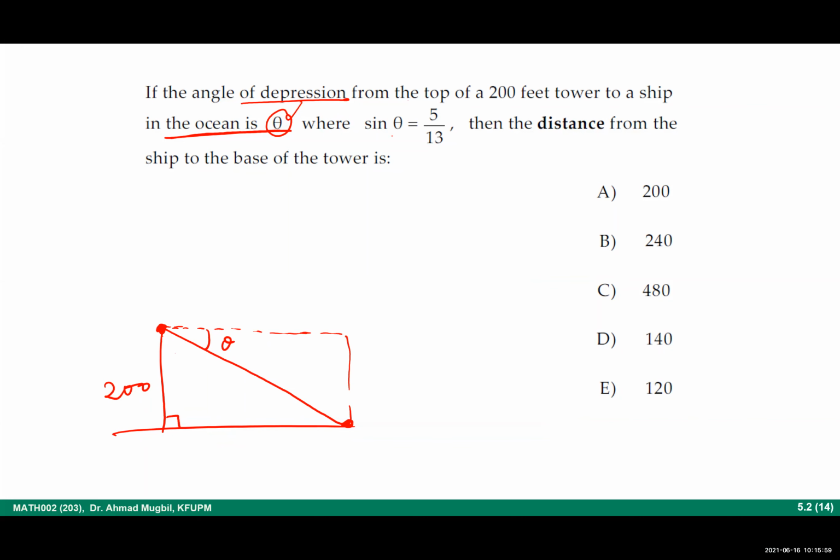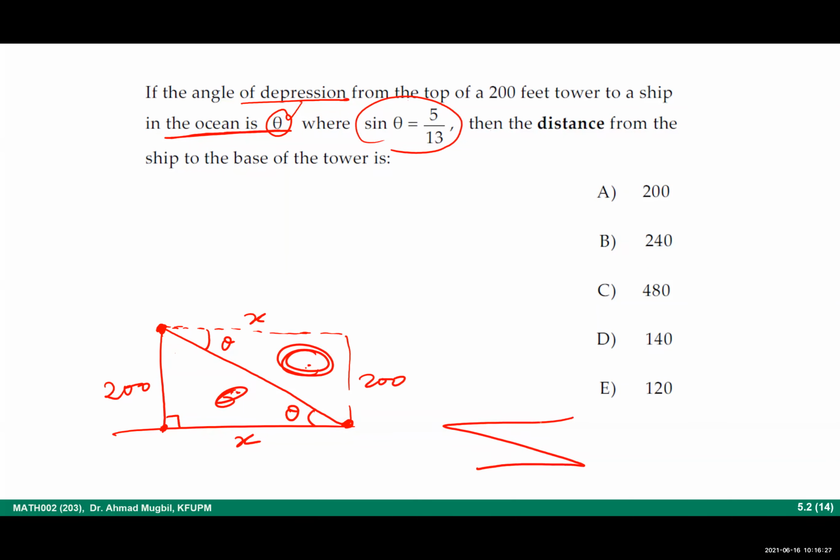Now, let's continue. What he told me is that sine theta is 5/13. He didn't give me theta. Then he asks, find the distance from the ship to the base. This is the ship, this is the base. Let's call it x. So this is also x, this is also 200. So we have here two triangles to work on. You can work on this one or this one. By the way, this is also theta because they are, of course, alternate angles.